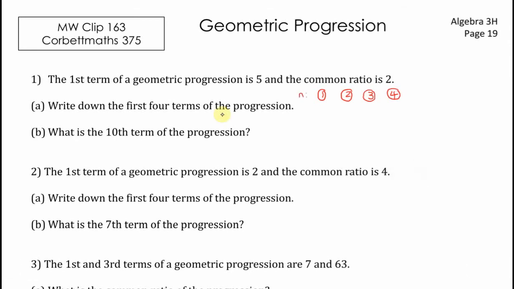So it tells me that the first one is 5, common ratio is 2, so I'm timesing by 2 as we go along here, so that one will be 10. Third term will be 20, and the fourth term will be 40.